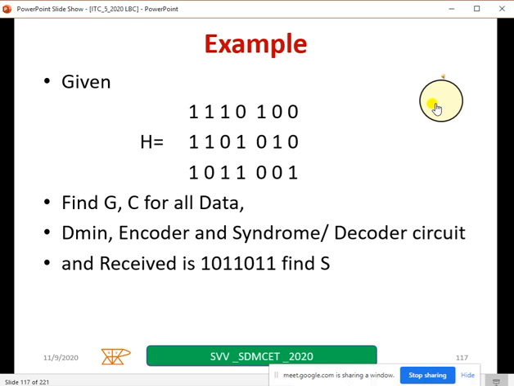D minimum you can type equal to in the chat box. Circuit you cannot draw in the chat box, but write it down in your notebook. Connections you can tell. Start.